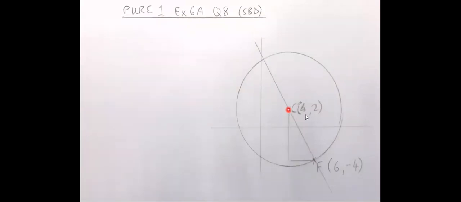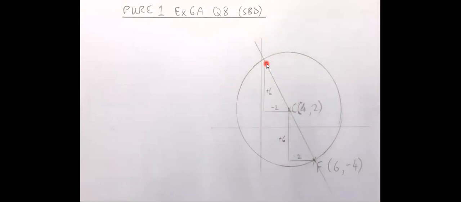So we can see that to get from F to C, I go across and then I go up. I'm going to go across by minus 2, and I'm going to go up by 6 in this case. Well, I'm going to be doing exactly the same thing. It's a straight line, and so I'm going to go across again by minus 2, and then I'm going to go up by 6 to get to there. So let's just sketch that in.